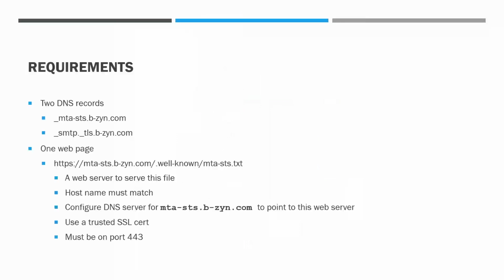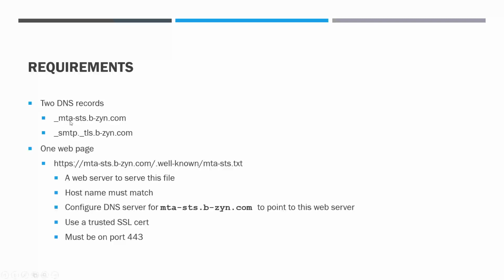Okay. So the next slide talks about what the requirements are for MTA-STS. There are 3 requirements. The first 2 are requirements, and the third one is an optional feature. Okay, and I'm going to talk about that. So the first one, which is mta-sts.bzyne.com. Remember, this bzyne.com is a test domain that I'm using. Okay, in your case, it could be any domain that you want.